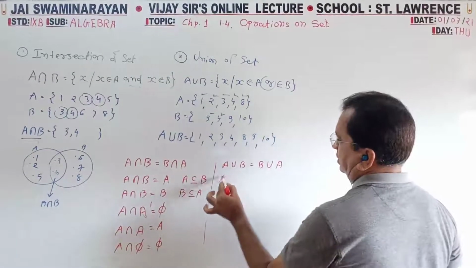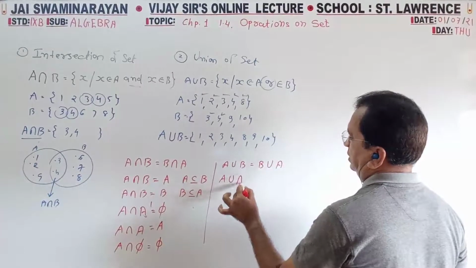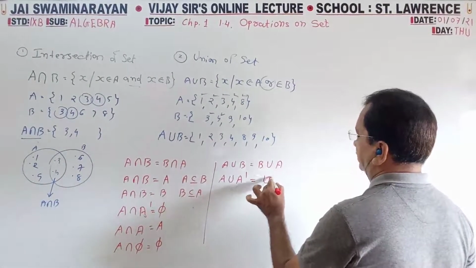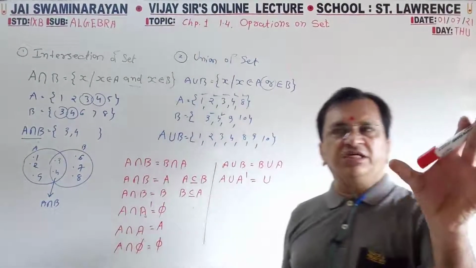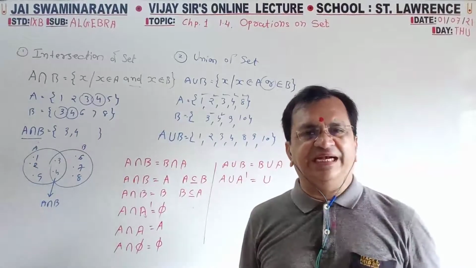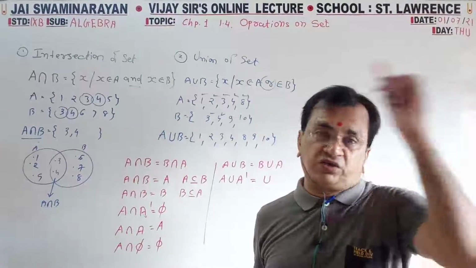Then A union A complement. It is the universal set. A is 1, 2, 3, 4, 5. Complement is 6, 7, 8, 9, 10. So what is the union? 1 to 10. That is a bigger group.